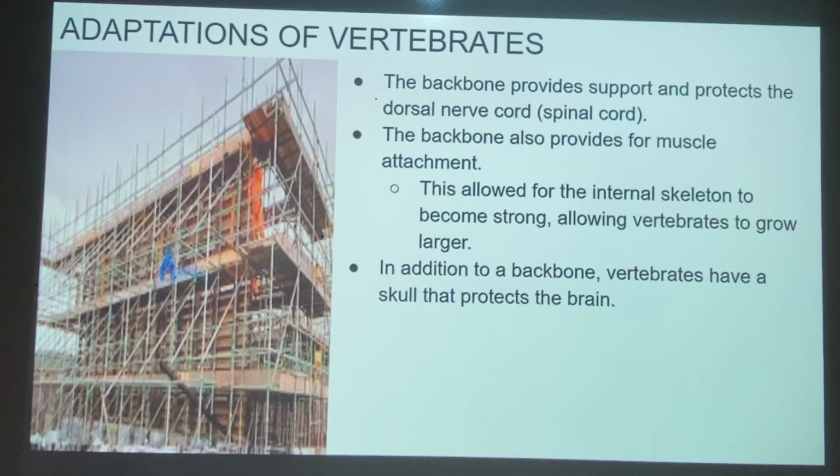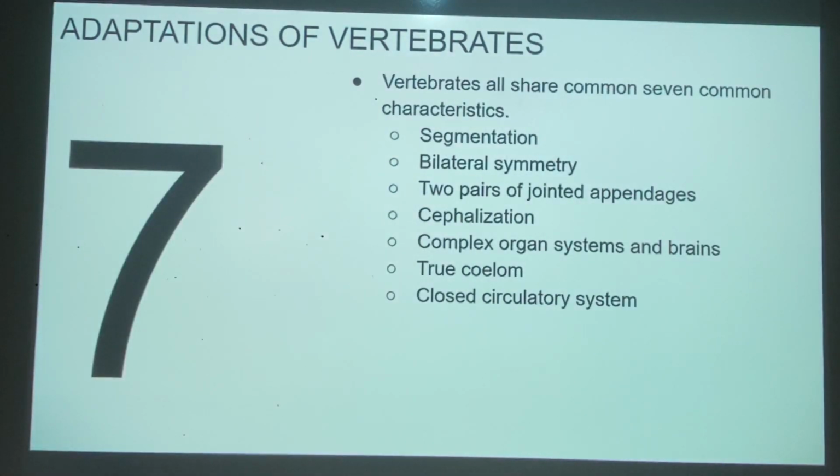In addition to the backbone, vertebrates have a skull that is going to protect the brain. And we all share 7 characteristics: segmentation, bilateral symmetry, 2 pairs of jointed appendages, cephalization, complex organ systems and brains, a true coelom, and a closed circulatory system.